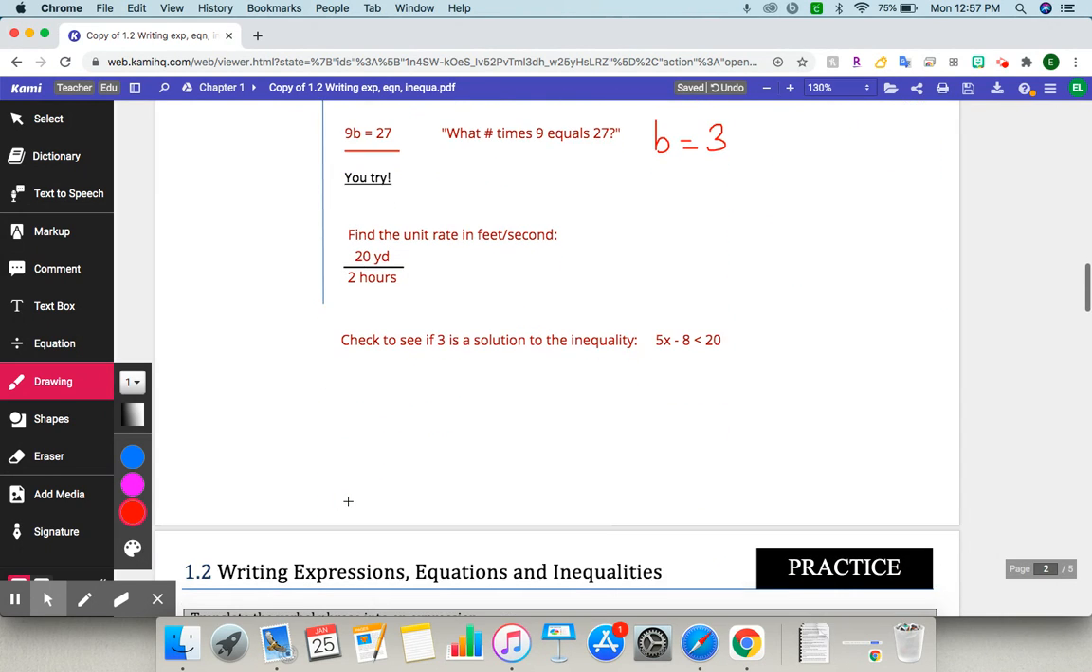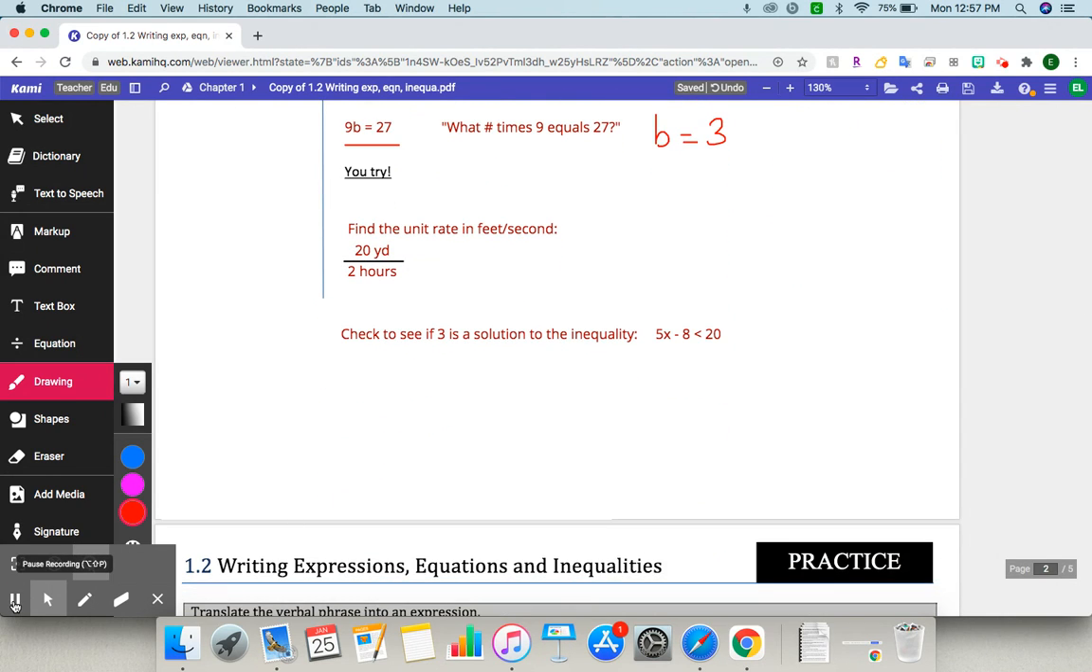Next, I want you to take a moment. If you plan on being in class tomorrow, you can stop the video right here and not do this section, but if you know you will not be here tomorrow, then take a moment to try these problems yourself, pause the video, and then hit play once you've tried them to see what the answers are.